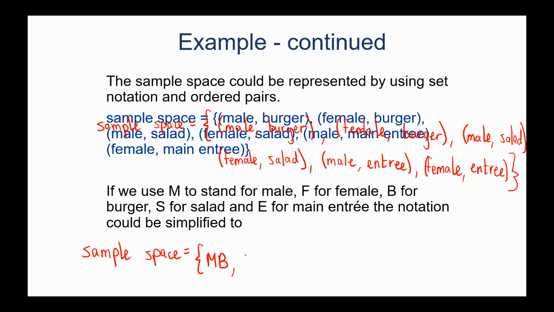What could we put for the next one? FB, female burger. And then MS, FS, yep. ME, FE. Good. So that's a much more condensed version of the sample space.